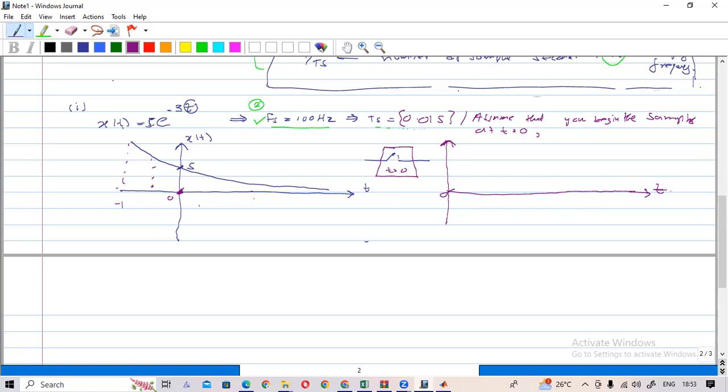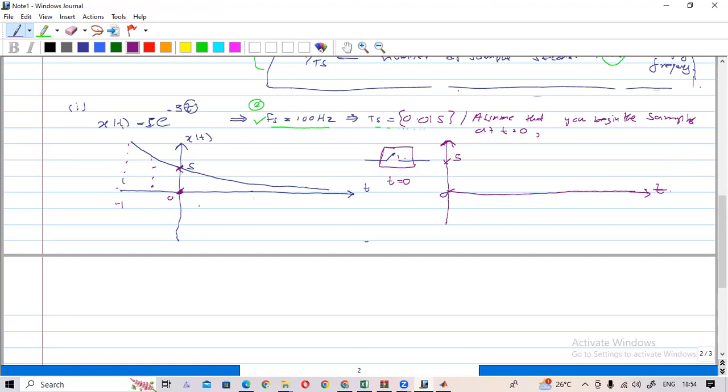This is a sampler. And you turn on the switch at t equal to 0. So here you can get a voltage value. That voltage value is equal to this one, 5. So you get a voltage value 5.